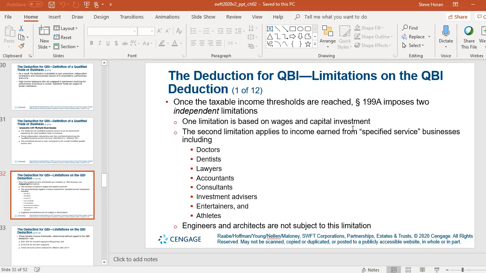Okay. So remember that one limitation was based on a wage and capital investment limit. Those two limitations: the first one is based on wages and capital investment. The second one is specified services. Okay, so businesses that do these things on this list here: doctors, dentists, lawyers, accountants, consultants, investment advisors, entertainers, and athletes basically have a limitation. Engineers and architects do not. Okay, why? I don't know. Why that is, I don't know.